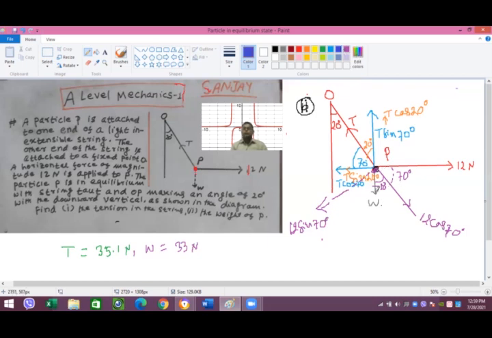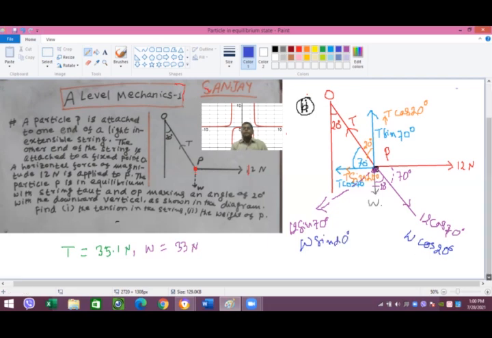Okay, next, now we resolve this W, that is the weight of the particle P. So here in this case you can see that the weight of the particle acts vertically downwards and makes an angle 20 degrees with this line. So you can suppose this as the horizontal component for W. So in case of W, this is W cos 20 degrees, and its vertical component, which is perpendicular to this line, will be W sine 20 degrees.